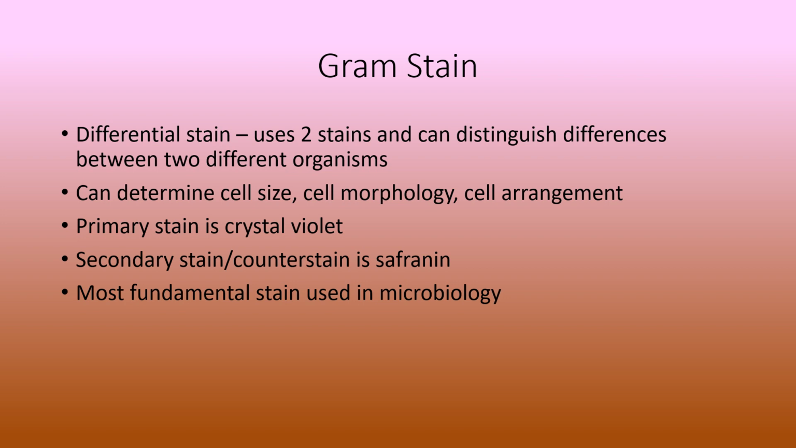Besides being able to tell the difference between a gram-positive and a gram-negative, you can also determine the cell size, the cell arrangement, and the cell morphology. Because you're using two different dyes or two different stains, we usually call the first one that you add the primary stain, and the second one that you add will be called either the secondary stain or the counter stain. You can use either term for that.